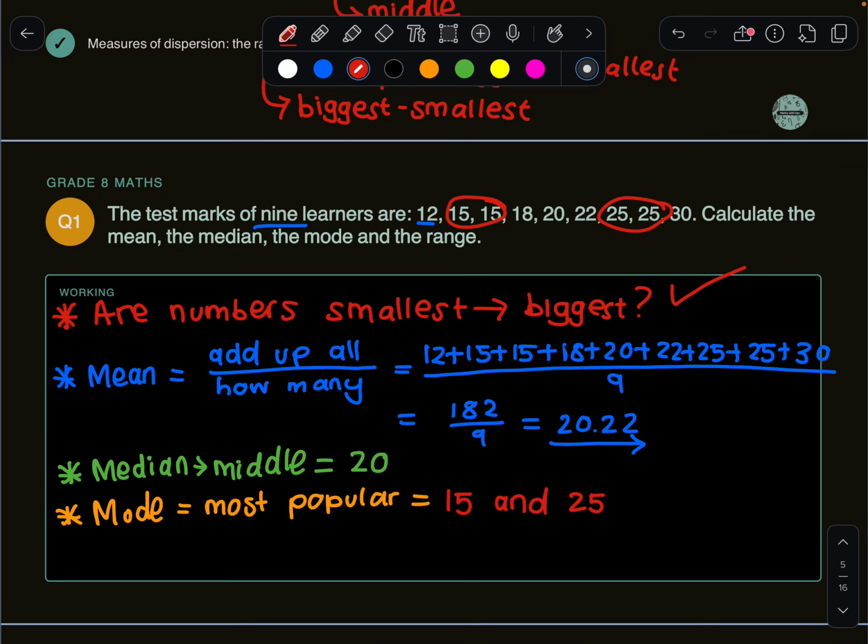And then the range is always the biggest number minus the smallest. So in this case, it is 30 minus 12, which is 30 minus 10 is 20, minus 2 is 18. Okay, and so there we go. That is all of the stuff that they asked for on these numbers.